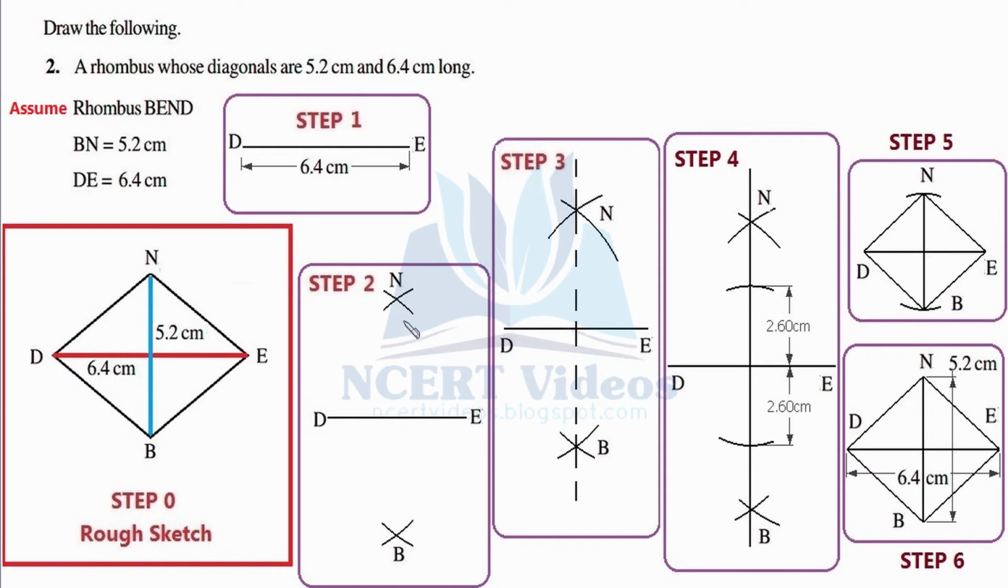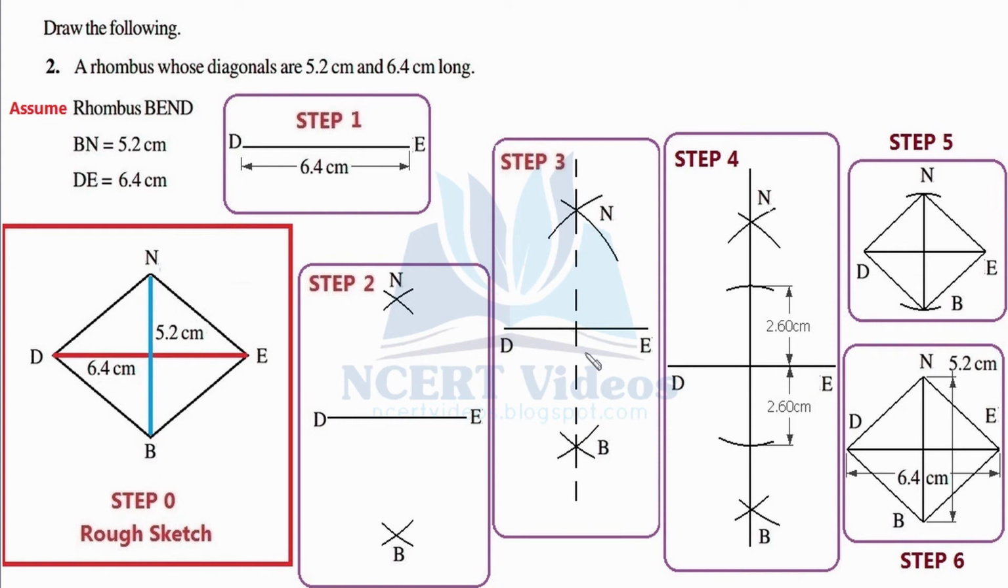In step number 3, since we got both these points, we connected them with the help of a ruler. So the same has been done in step number 3. And we mark down its vertices as vertex N and B. Again, pause it and try to construct yourself.